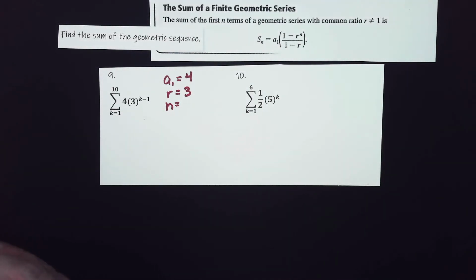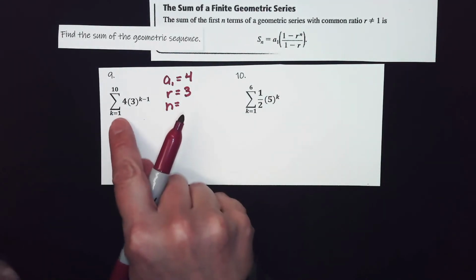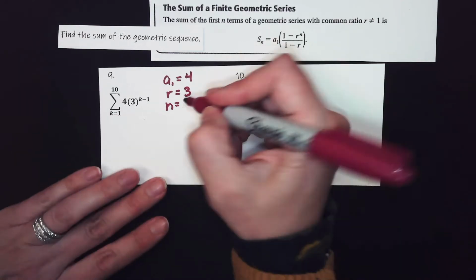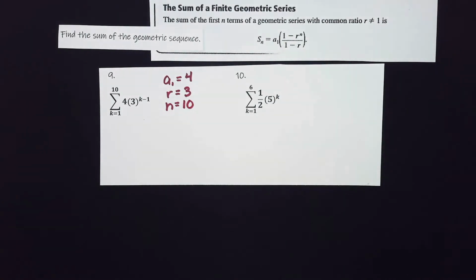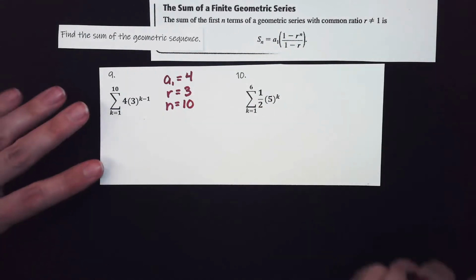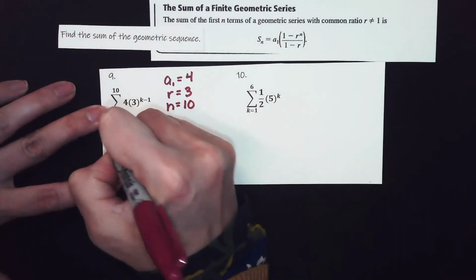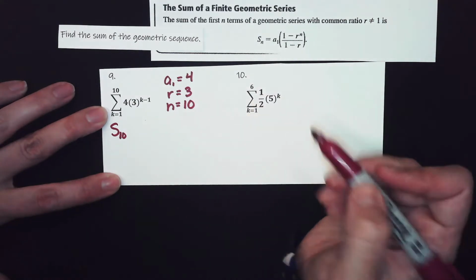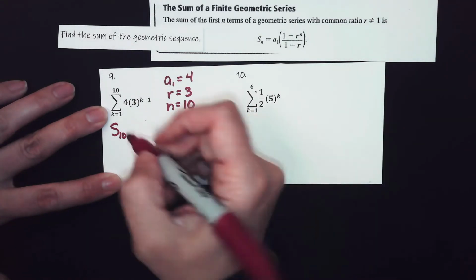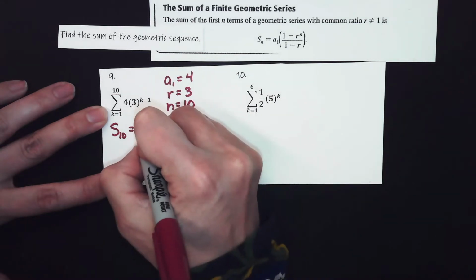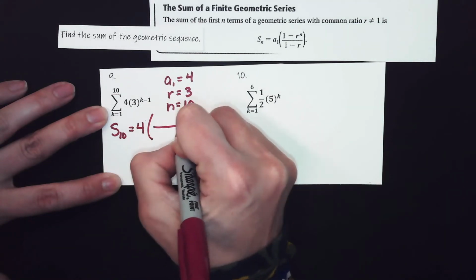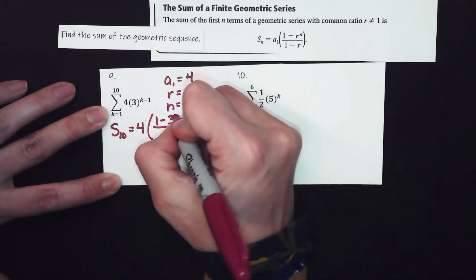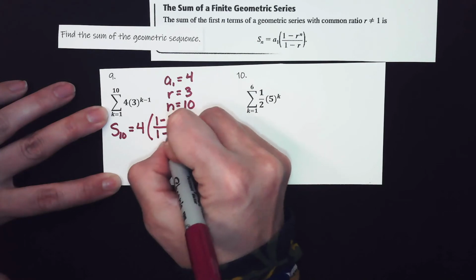N means the number of terms. Well, look, I'm going from the first term to the 10th term. That's what this means in summation notation. So N here is 10. And I'm just going to plug things in to that equation. So I want the sum of the first 10 terms. So instead of saying S sub N, I'll say S sub 10 there. Okay, I get the first term times, in the numerator I have 1 minus the common ratio to the nth power over 1 minus the common ratio.